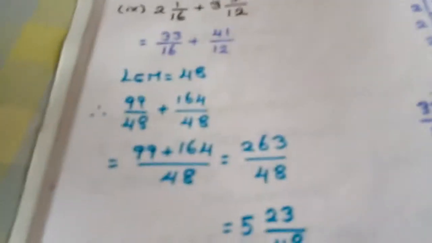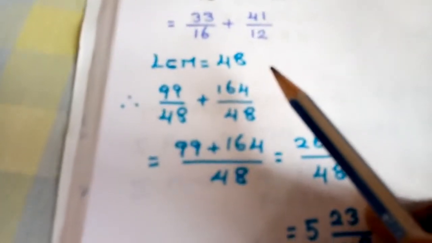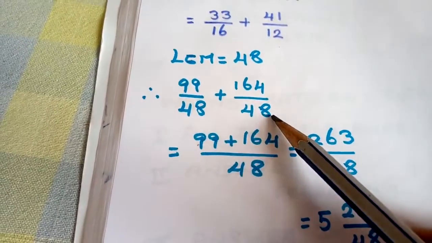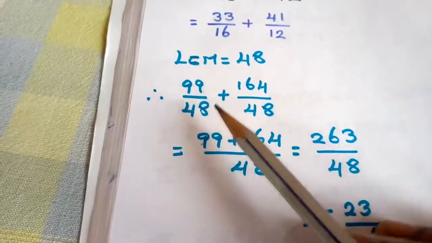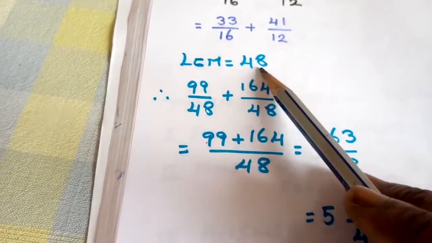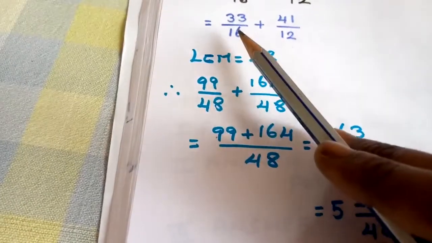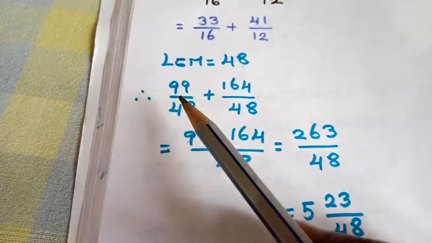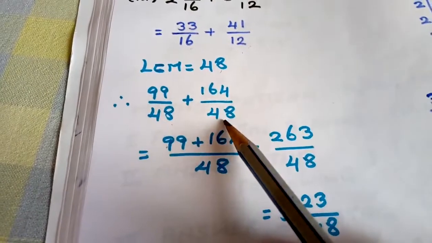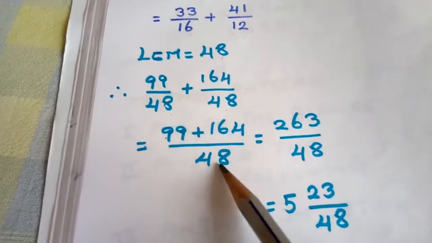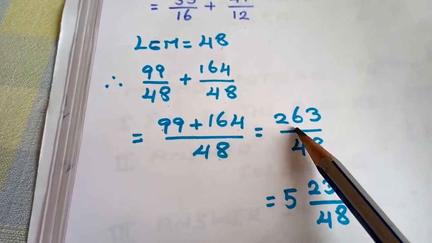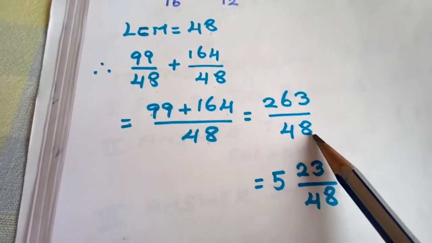After converting, you are going to take the LCM. The denominator part is 48. 99 by 48, I am just converting this after taking the LCM. You are getting the value as 48, students. So you are going to make the denominator 48. 99 by 48 plus 164 by 48. The denominator is the same, 48. 99 plus 164, calculate. You will get the value as 263 divided by 48.